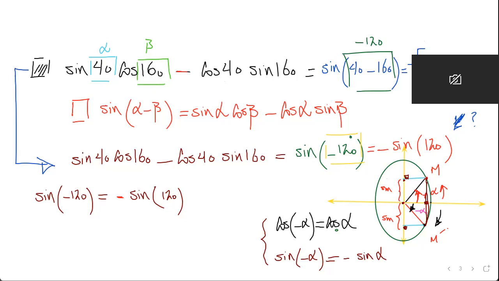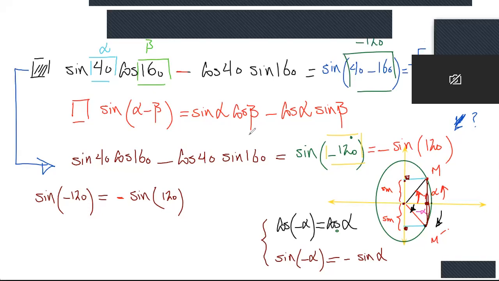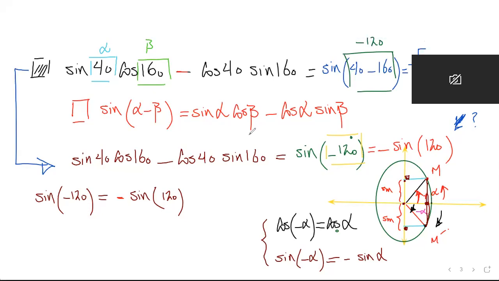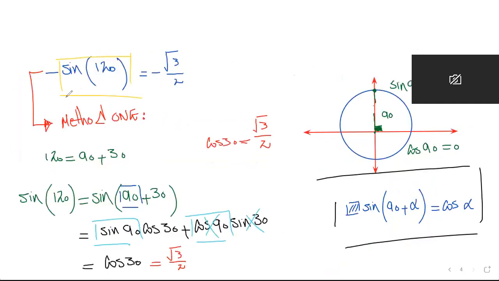Then you see that by using some basic laws and rules of trigonometry, we were able to compress this expression into one single number. How beautiful is that? The whole expression was crushed into one number. But I told you, at this slide, in order to find sine of 120, there are two methods. One method is there. What is the second method?